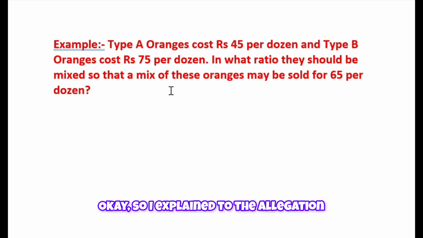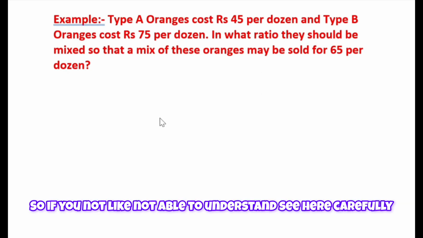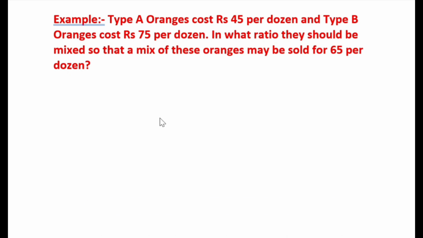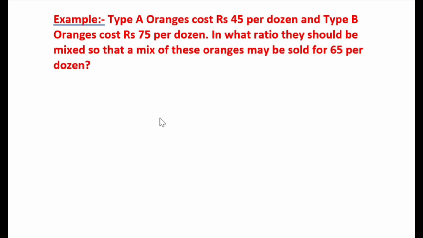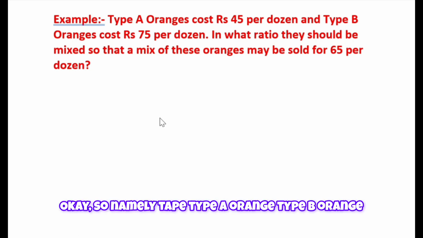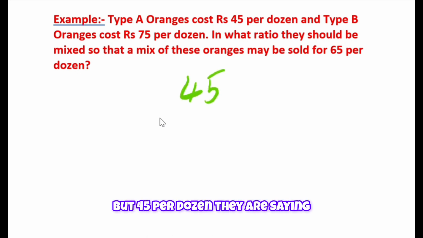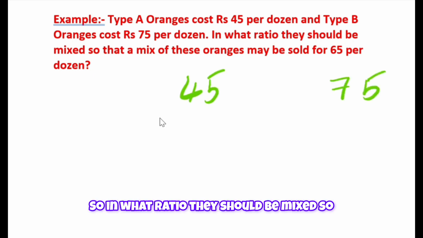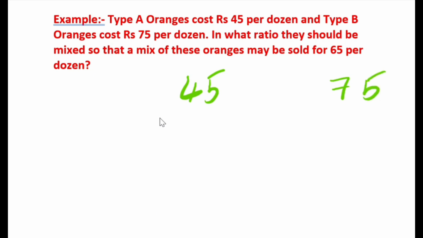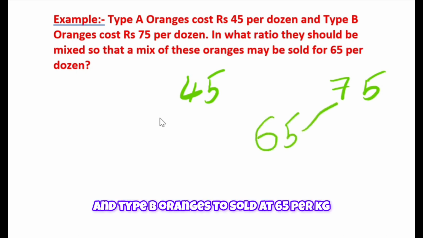I explained how to apply the alligation method. If you are not able to understand, see here carefully, it will be very easy. There are two types of oranges, namely type A orange and type B orange. Type A orange is 45 per dozen, and type B orange is 75 per dozen. In what ratio do they need to be mixed to be sold at 65 per dozen?